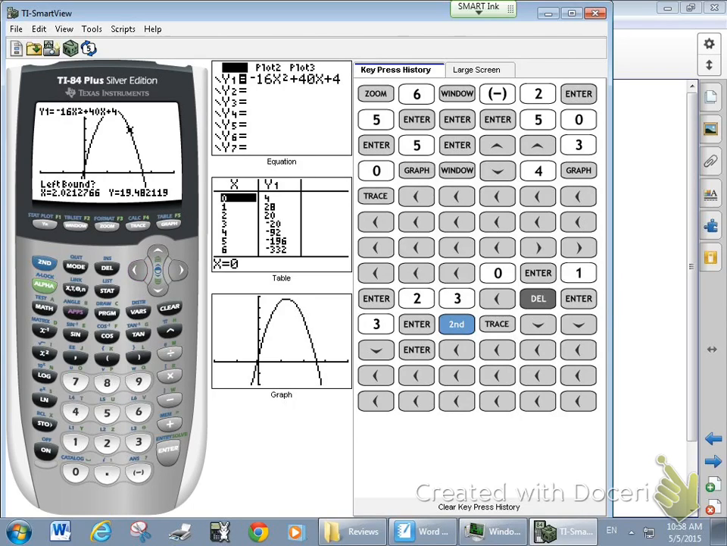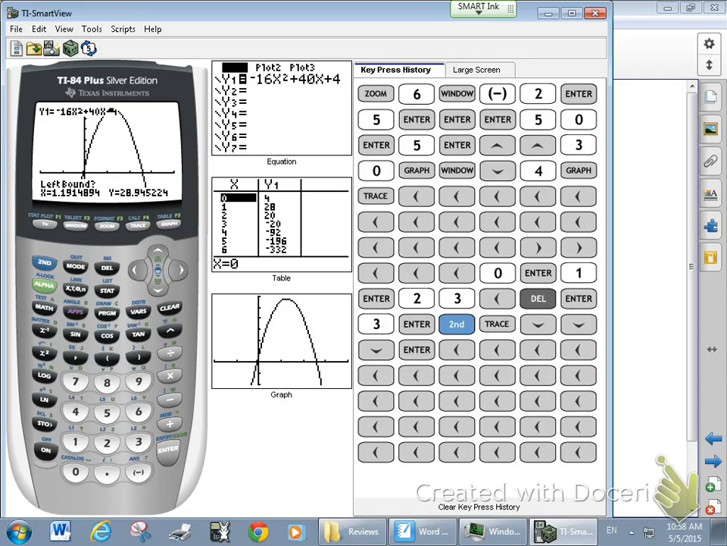We need to first realize that there are the same key presses every time you're finding a maximum or a 0. First you want to hover over the point. After you've hovered over the point, you want to move 3 clicks to the left. So 1, 2, 3, and then hit enter. Now you know that you've established a left bound that is to the left of the vertex. Now it's asking you for a right bound.